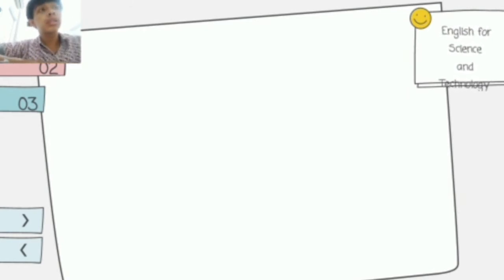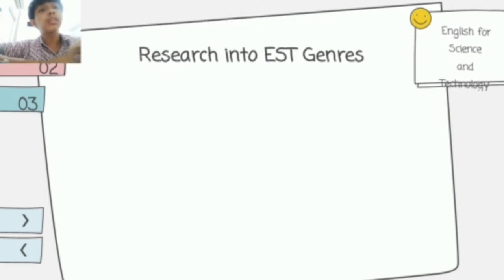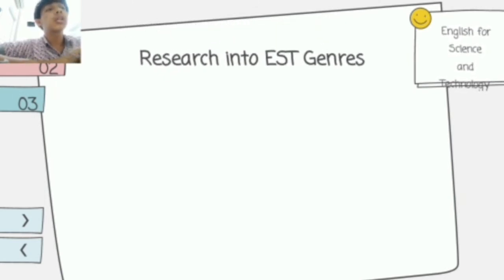So first, we have research into ESP genres. Research into ESP genres is to investigate target communities outside the classroom and gain insight into the genres and culture of these communities. Researchers have worked on identifying key ESP genres.